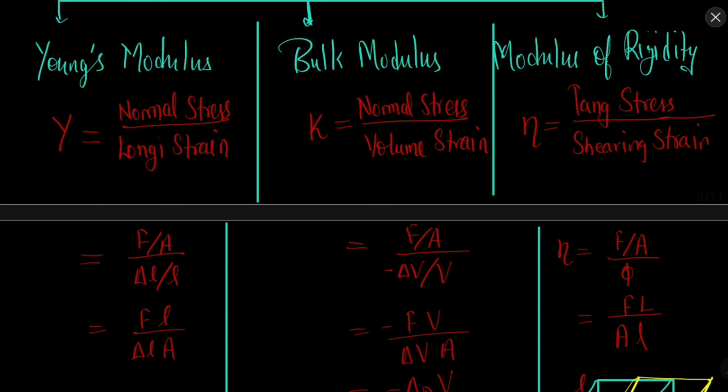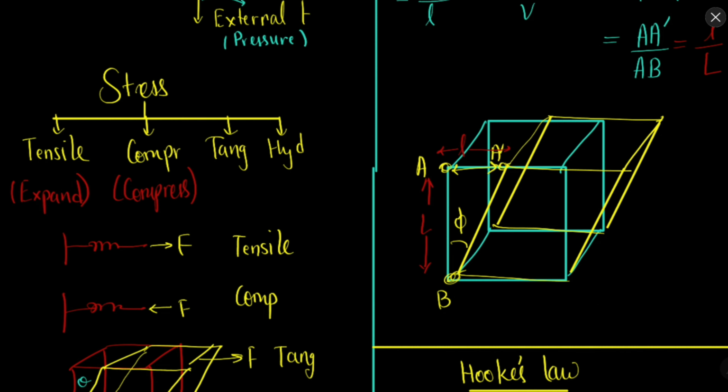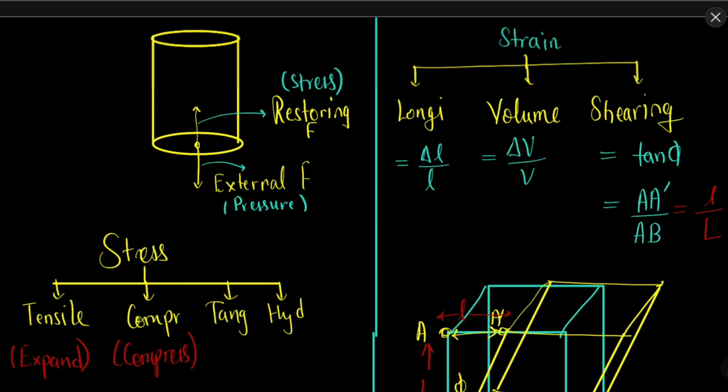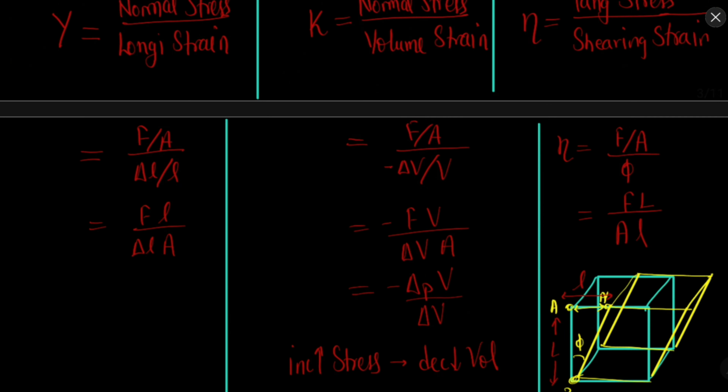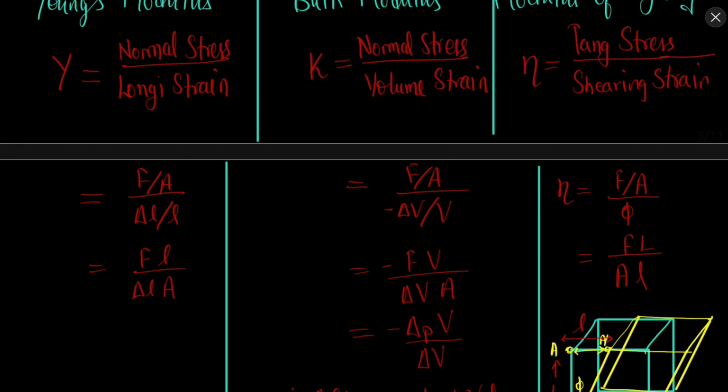Here we are discussing the three-dimensional change in shape. Modulus of rigidity is the ratio of tangential stress and the shearing strain. So these are the three different types of modulus of elasticity, based on the three different stress and strain that we have discussed.